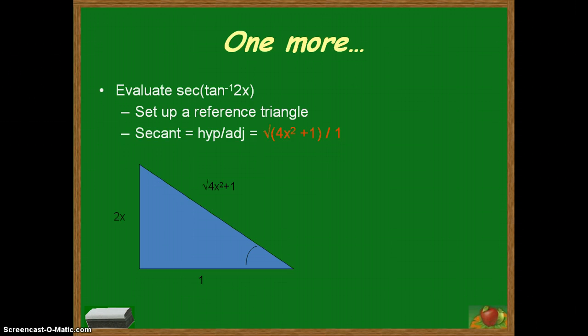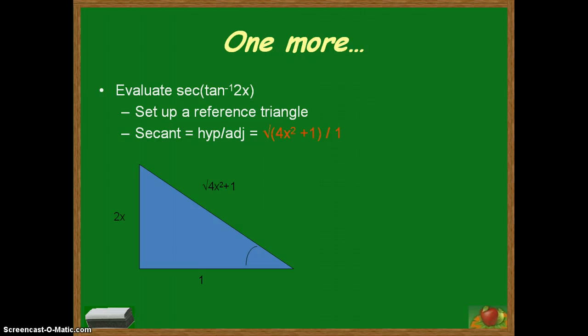Another one. Evaluate secant of arctan of 2x. This one's a little trickier because what they're asking you to do is they're saying, hey, arctan of 2x, tell me what angle has a tangent of 2x, and then give me the secant of that angle. First thing, set up a reference triangle. What do you know? Well, I know there's some angle that has a tangent of 2x. That must mean that the ratio of the opposite over the adjacent side is 2x, or 2x over 1.